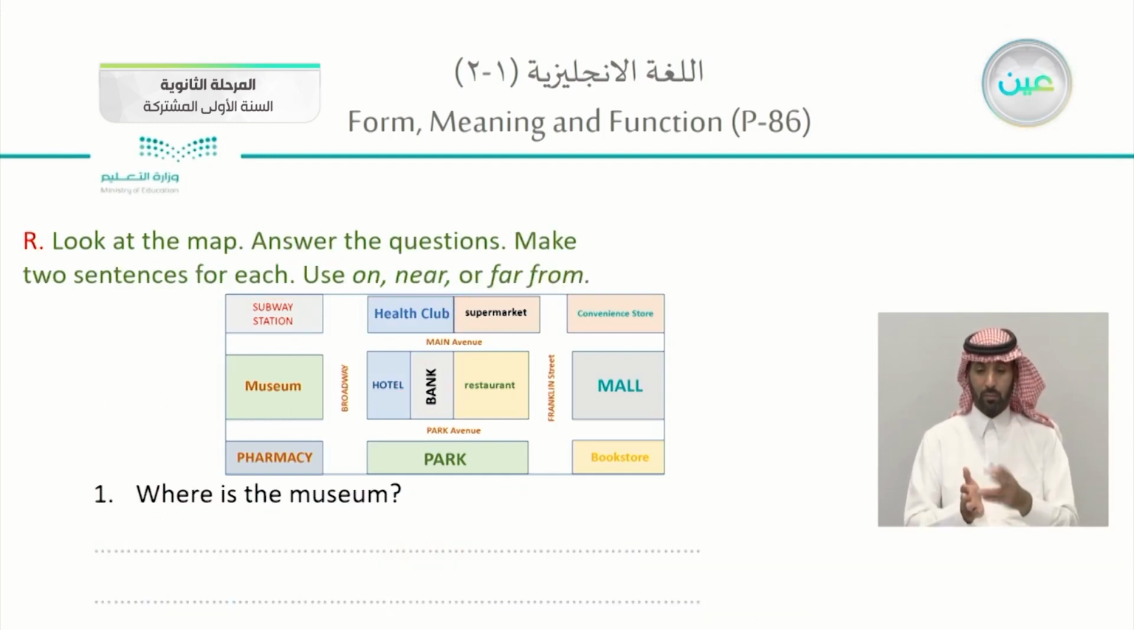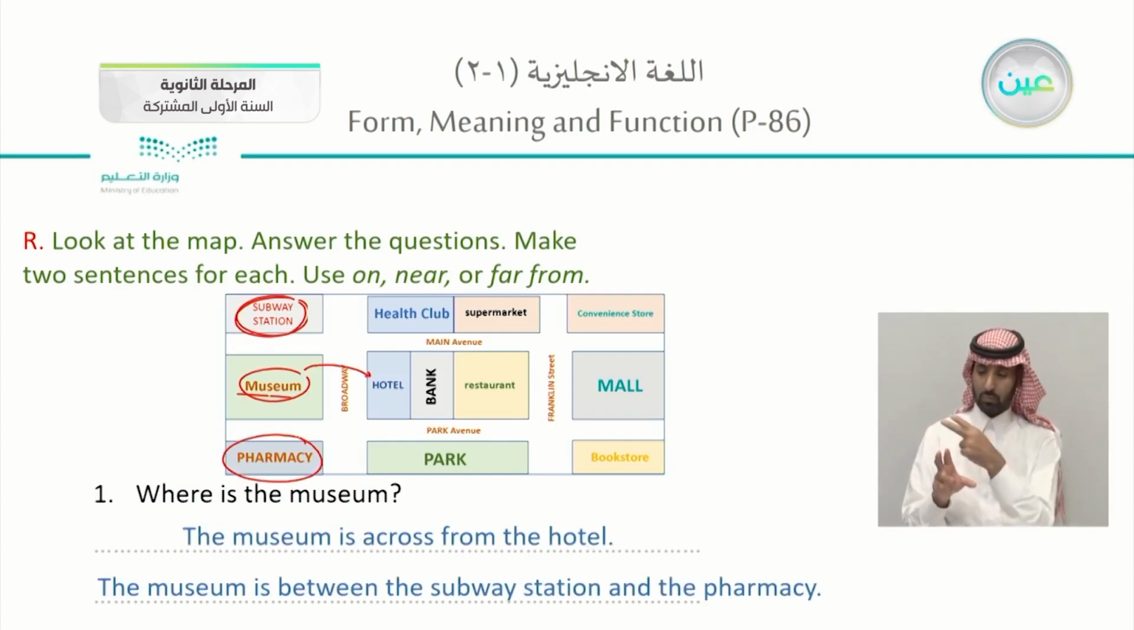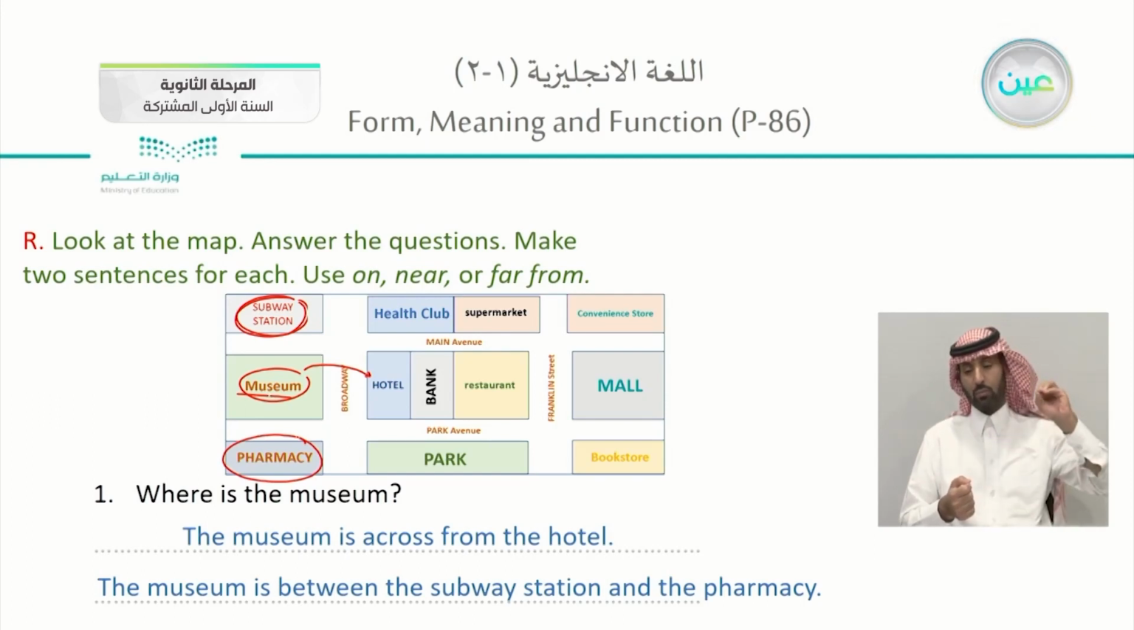The same map in here. Now, exercise R, look at the map and answer the questions. Make two sentences for each. Use on, near, or far from. We have already studied this map. Where is the museum? Let's highlight it. It is somewhere in here.